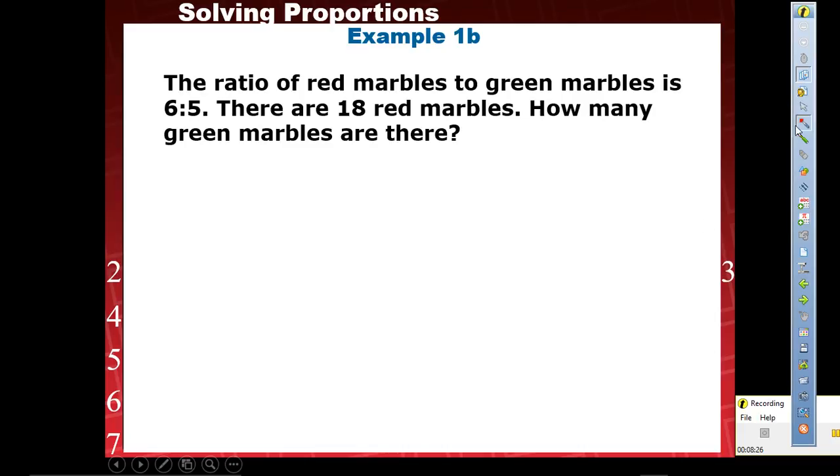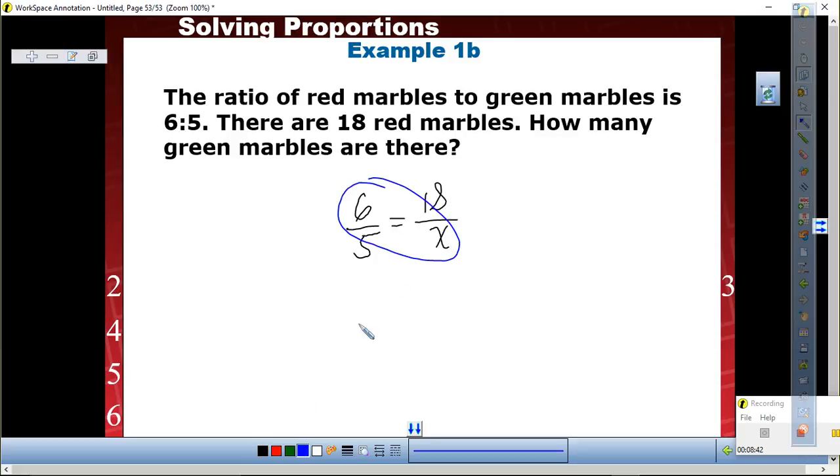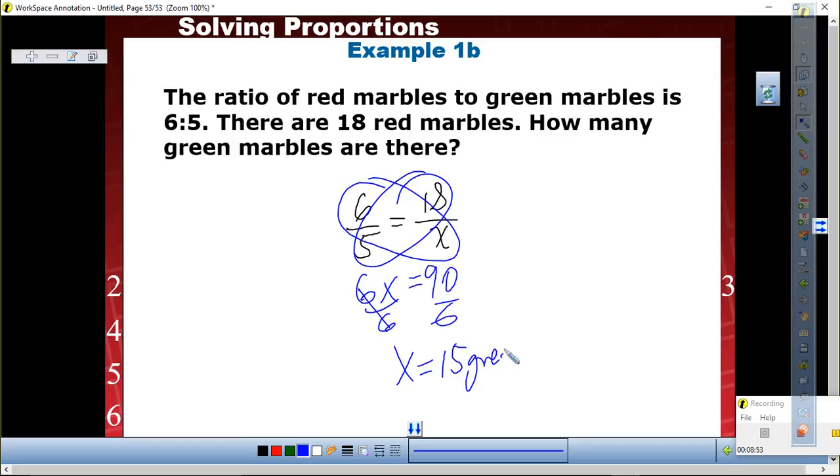So let's see. Give me your proportion, Jasmine. Cross multiply, so this is 6x, and this is 90. Divide by 6. x equals 15 green marbles. Hands, if you got that?